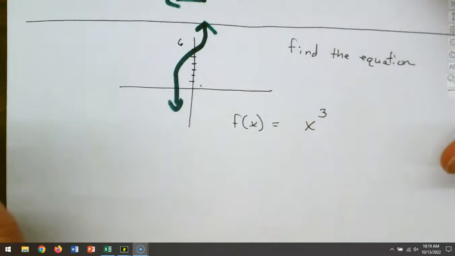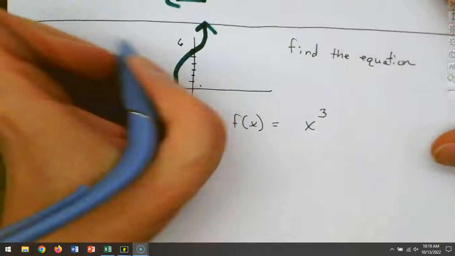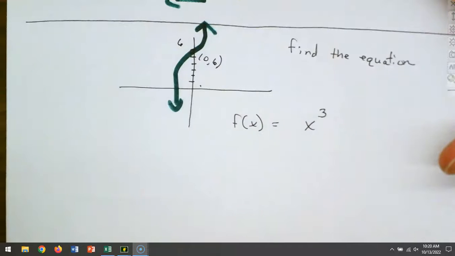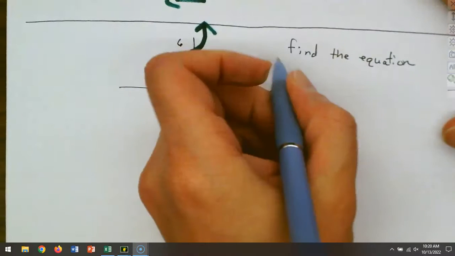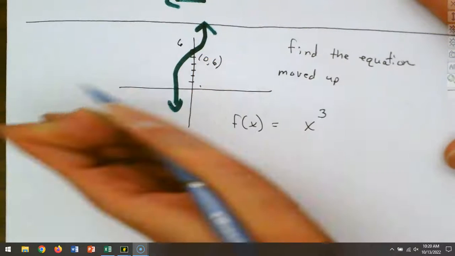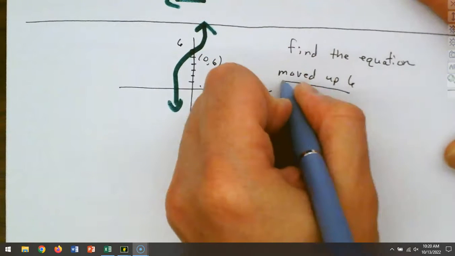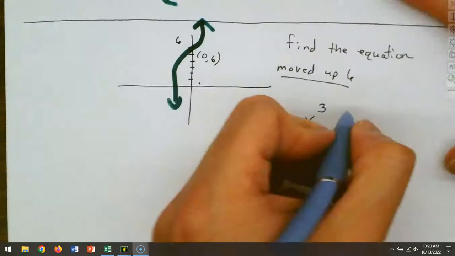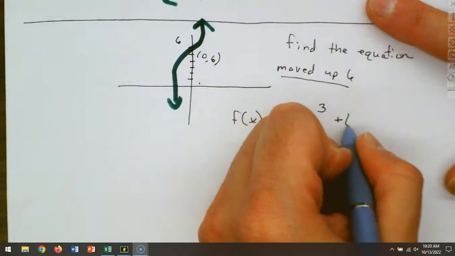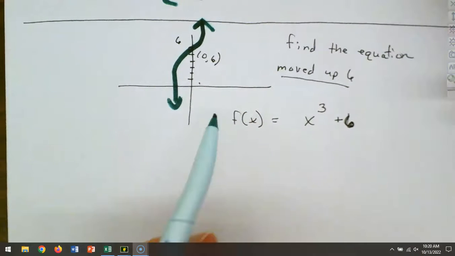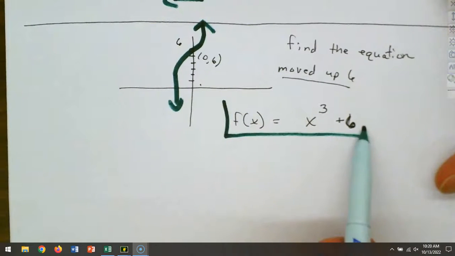Are we moving this graph left to right any? Because this is going to start here at 0, 6. Are we moving this graph left to right? No. What is the only thing that we did? All we did was we moved up 6 units, didn't we? So if we move up 6 units, what's going to go on the end here? Plus 6. So what would my answer be for the equation?